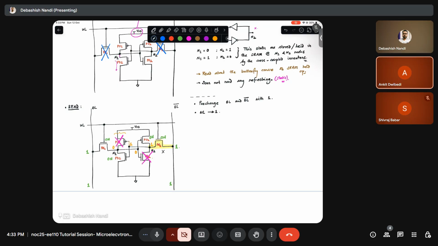Similarly, in the left hand side, you see that this potential is 0 and this is high. So a current will flow. The current cannot go to this path because it will see the gate of the PU2 and PD2, and cannot see this path because it's turned off. So this entire current will be dumped through the PD1 to the ground.